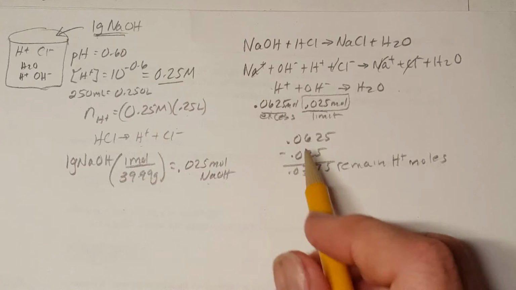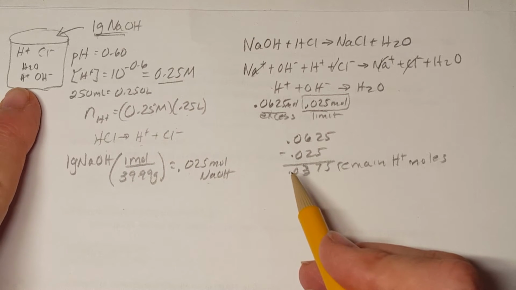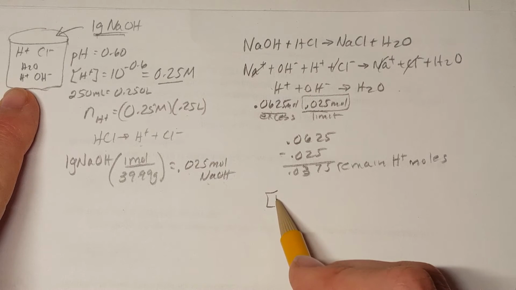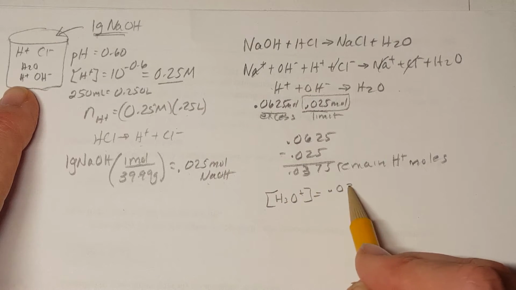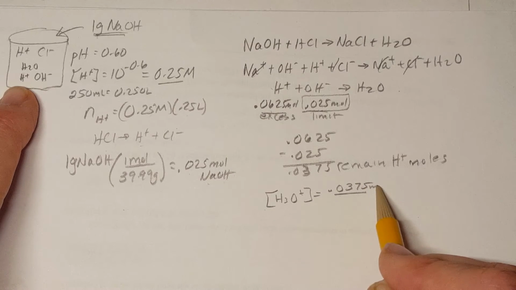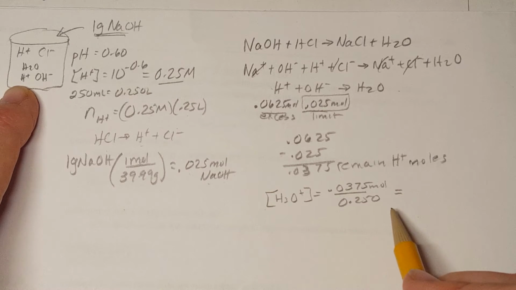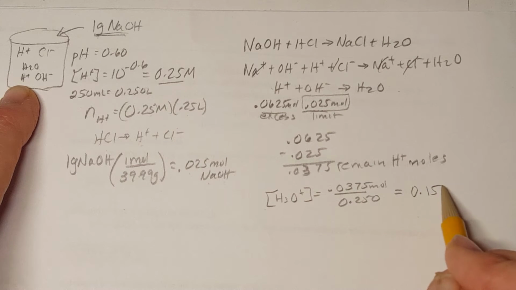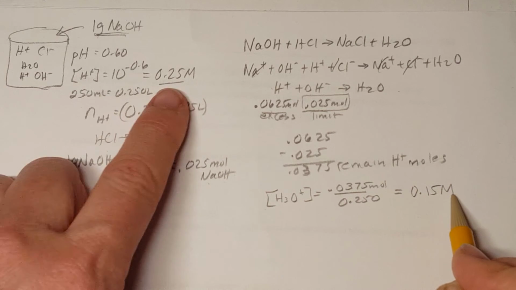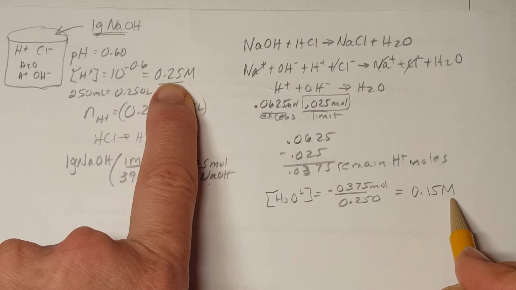So the concentration after I add the 1 gram of NaOH, it neutralizes some of the H+. So the concentration of the H3O+, or the H+, is going to be the number of moles over the volume, which didn't change. And when I do that, 0.0375 over 0.25, we get 0.15 molar. So my concentration has dropped. It started at 0.25, it's down to 0.15 molar.